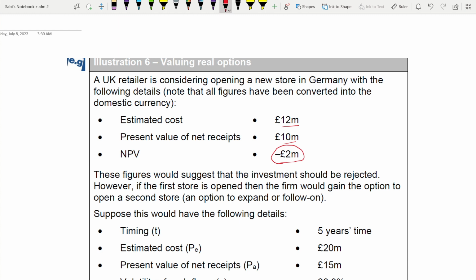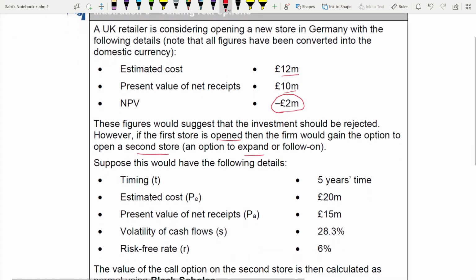However, if the first store is opened, the firm would gain the option to open a second store, an option to expand. Okay, so now they have already given and they will give you those things. For example, timing 5 years, estimated cost. Okay, the cost to expand is 20 million.